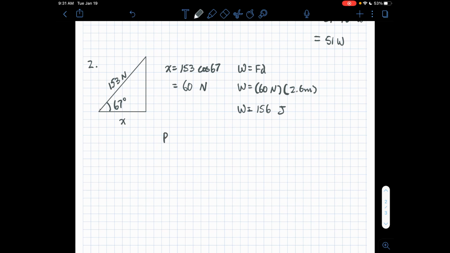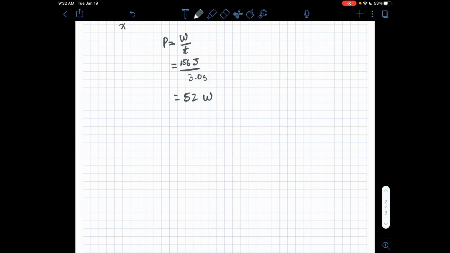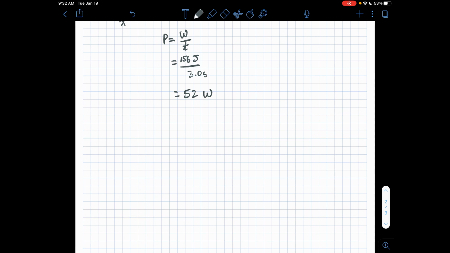And then finally, now that we have all this information calculated, we can use that to find the power. So that'll be work over time. Work is 156 joules over a time of 3.0 seconds, which will then be equal to 52 watts. So that's the amount of power which is being used in this interaction. All right. Not that hard, just some simple equations, nothing to be too worried about.